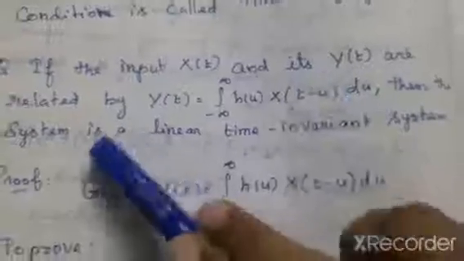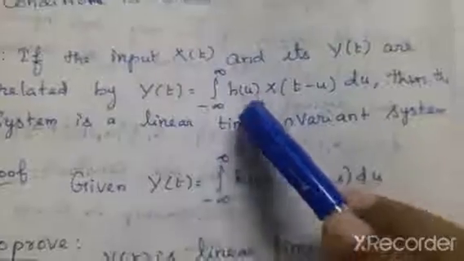Question: if the input x of t and its output y of t are related by y of t equal to integration minus infinity to infinity h of u x of t minus u into du, then the system is a linear time invariant system.